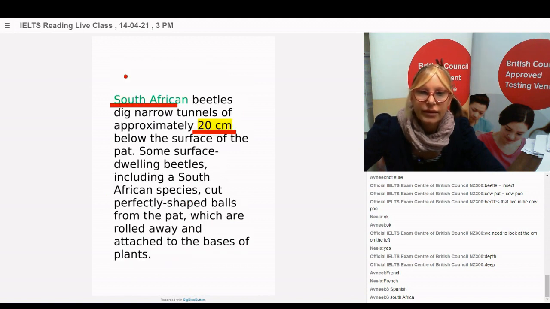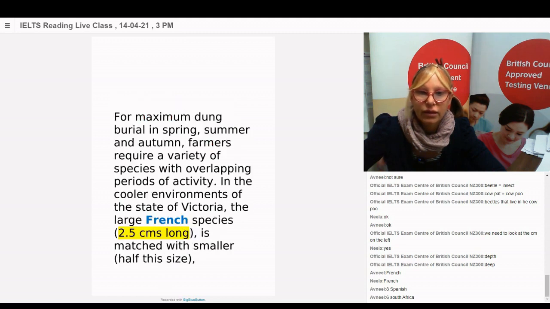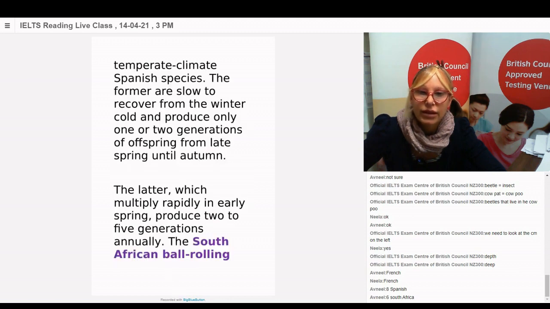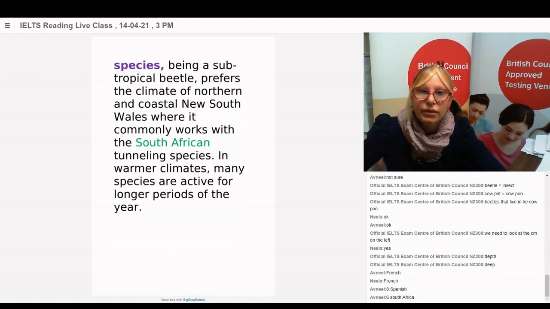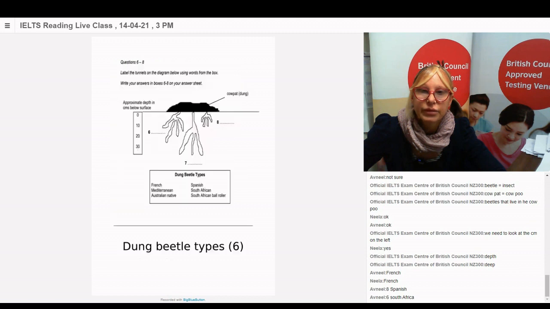So you've done that, and then they have more information here. French species, 2.5 centimetres long, and then they go on to talk about other details. So that would be other parts of the question. Okay, so that's our keyword there, shallowest, which is the opposite to deepest.